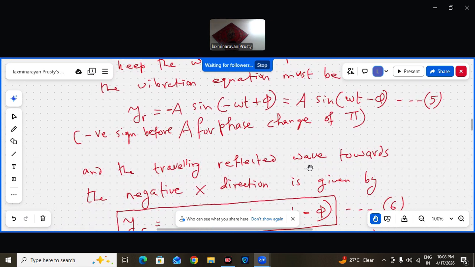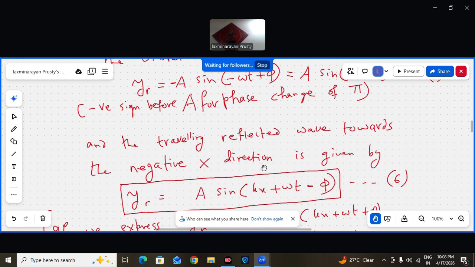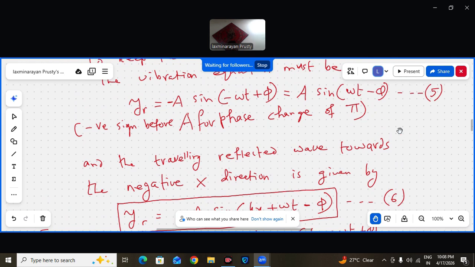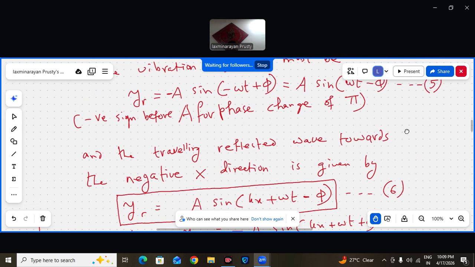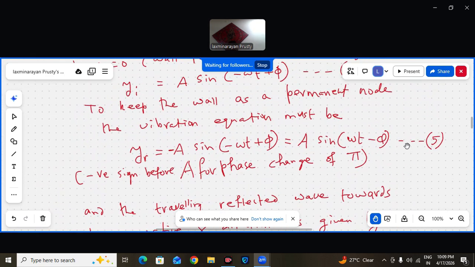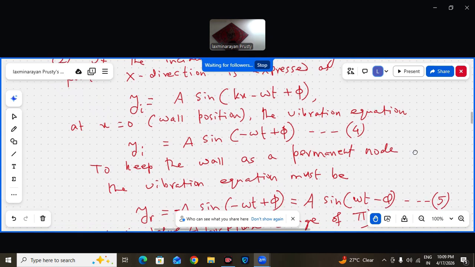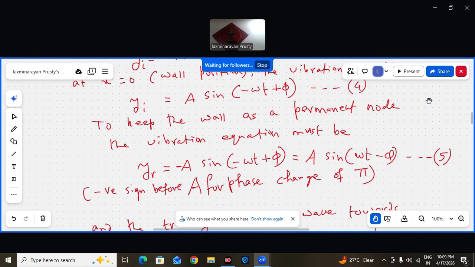And the reflected wave traveling towards the negative x direction is given by plus kx, so a sin(ωt + kx - φ). So this is the equation of the reflected wave if the incident wave is in terms of a sin(kx - ωt + φ). So the reflected wave becomes a sin(kx + ωt - φ).